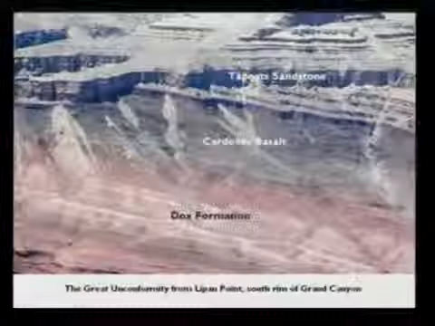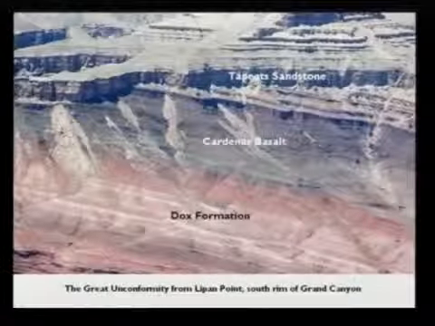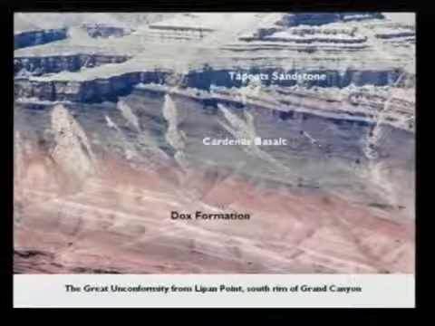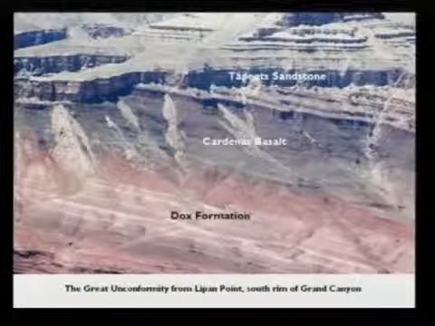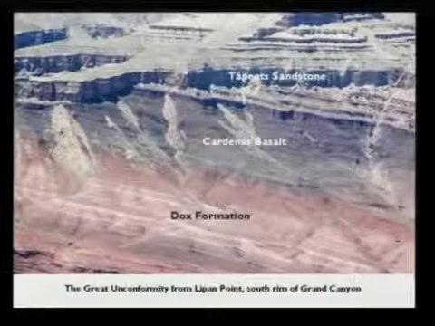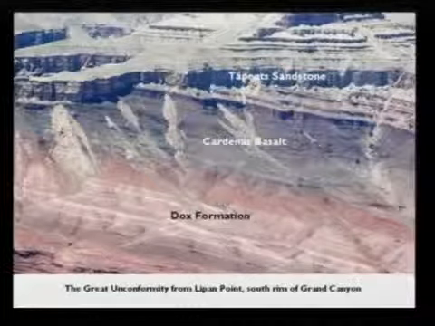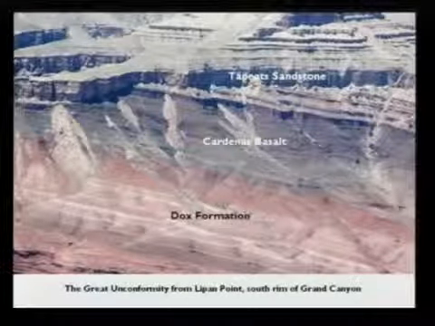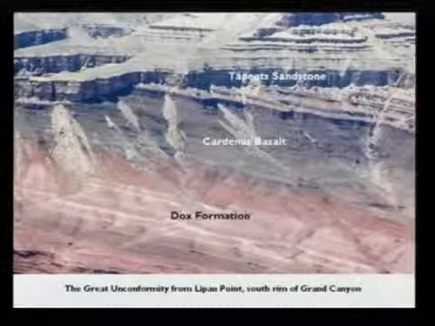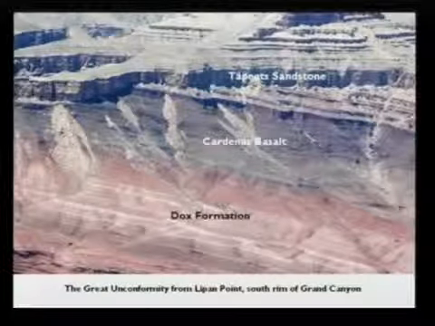Now, the most noteworthy unconformity in Grand Canyon, of course, is the Great Unconformity, which occurs between the Precambrian basement rocks and the overlying Tapeats sandstone. And here you can see the Great Unconformity from Lipan Point on the south rim. This is the unconformity surface that you can trace along here. You can see here the tilted Precambrian layers. We have the Dox Formation, the Cardenas basalt, and then on top we have the Tapeats sandstone.